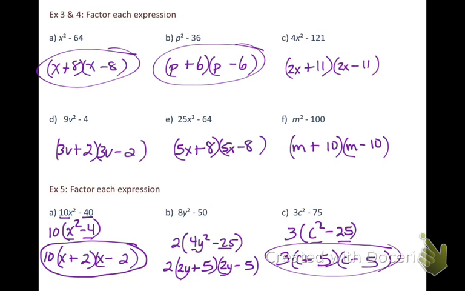All right. Here are your answers for example 5, and I'll see you tomorrow at school.